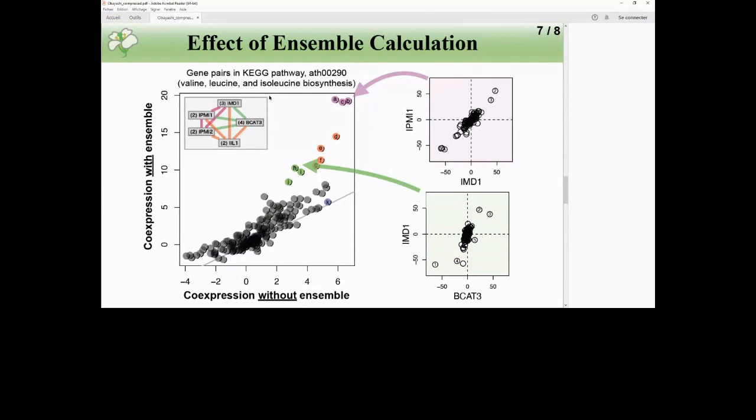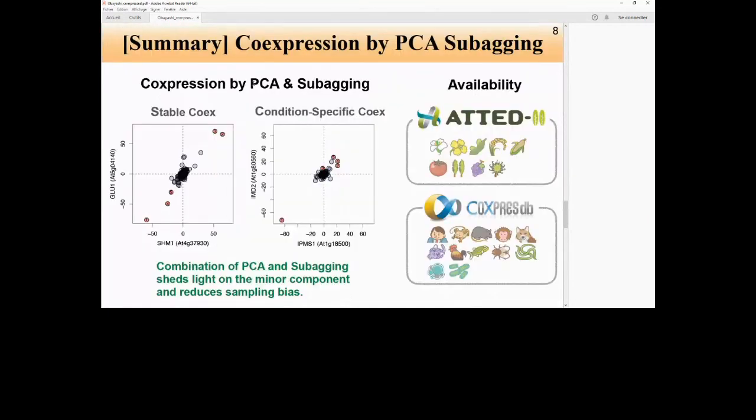That's good. So I'd like to summarize my talk. We propose a new co-expression calculation methodology combining PCA and subsampling aggregation, subagging. The key point is that PCA reveals the intrinsic structure of the co-expression, and we can now distinguish the stable co-expression and the condition-specific co-expression. The subagging methodology incorporates these differences into a co-expression scalar. This methodology captures the minor components, not only the major component, and reduces sampling biases.